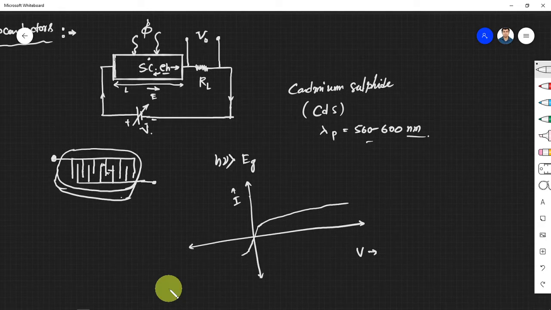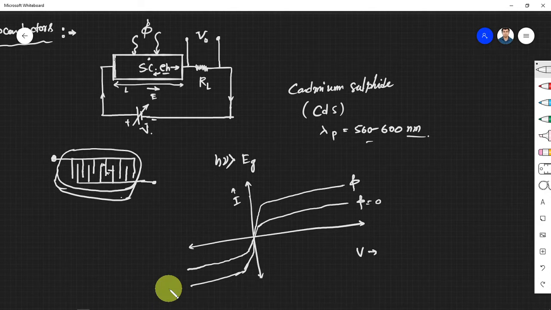Because it's not a PN junction, there is no directionality here, so it will follow exactly the same thing. So here it is at dark. Now suppose you launch some photons on the device, so again we'll have excess carriers, so we have more carriers now. So now the saturation current will increase, but again it will saturate if you keep applying the voltage. So again in the other direction also it will follow a similar trend.